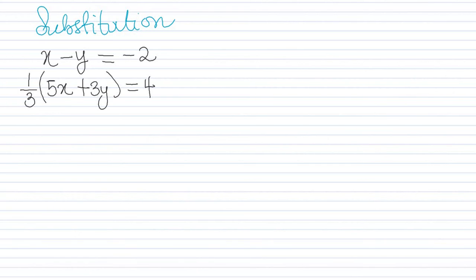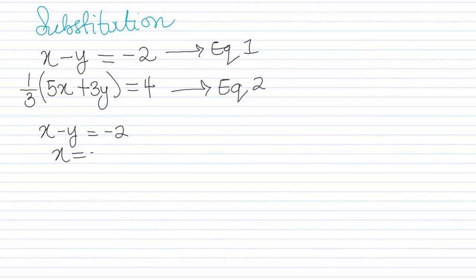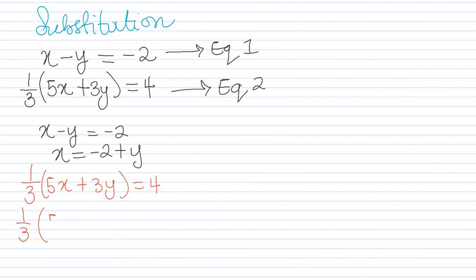So, for substitution method, we already have an equation up top that we can use to substitute, which is the first equation, because that's the simpler of the two equations with a coefficient of 1. So x minus y equals -2. So that's x equals -2 plus y. So that's what we have. So now we're just going to substitute it into the second equation. So that will be 1 over 3, 5x plus 3y equals 4. So that will become 1 over 3, 5, open bracket, -2 plus y, close bracket, plus 3y equals 4.